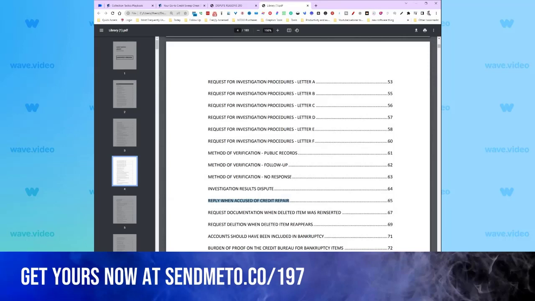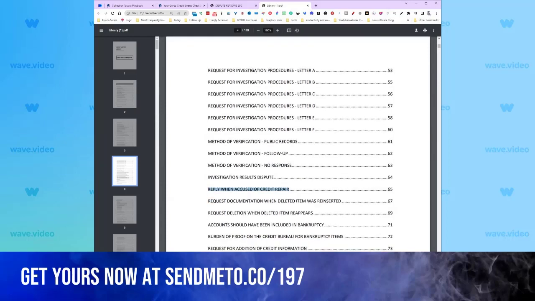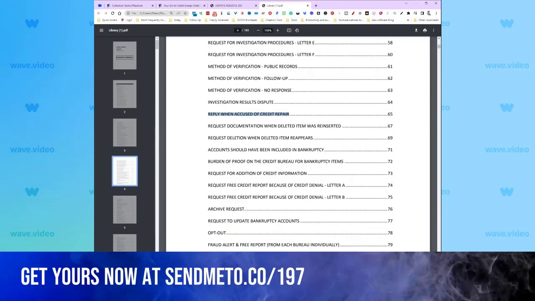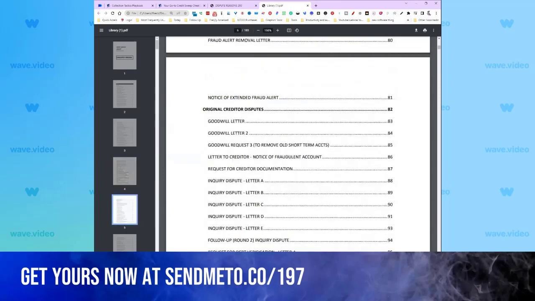So you definitely want to know how to reply to this, because they're using Section 623 against you and basically saying that because you are working with a third party, they can ignore you. No, they cannot. Okay. Now, there are disputes to the bureaus, to the creditors, and to the collectors.